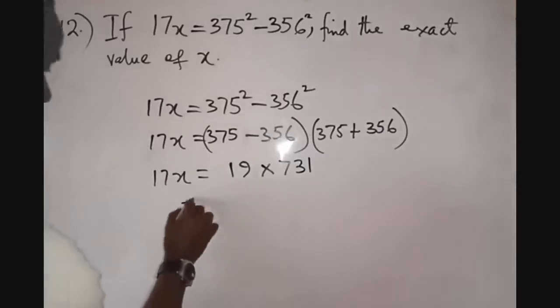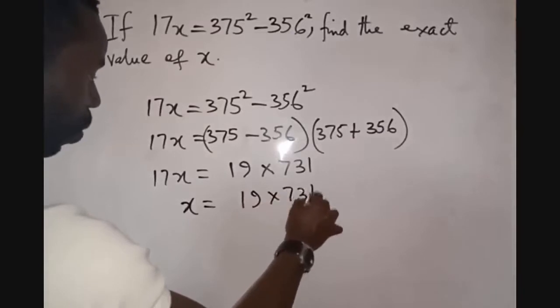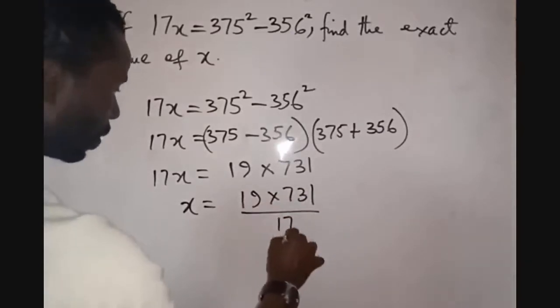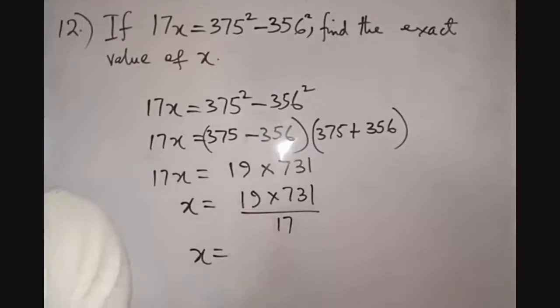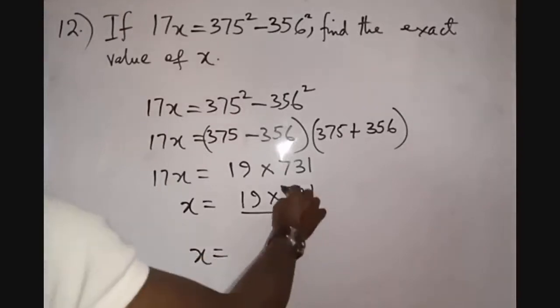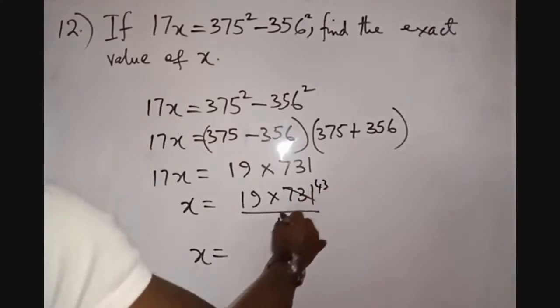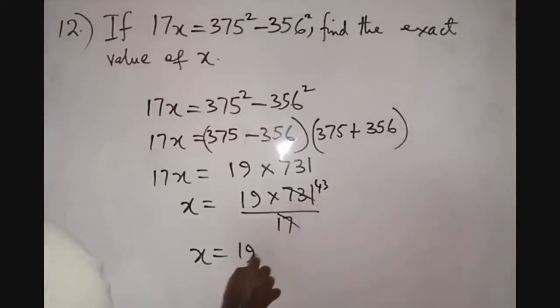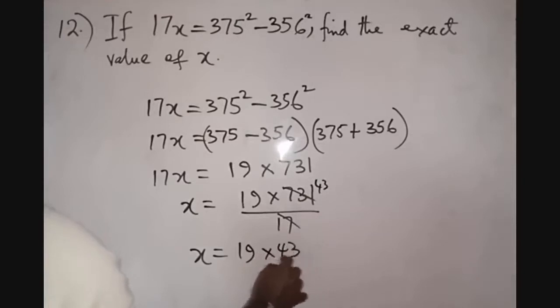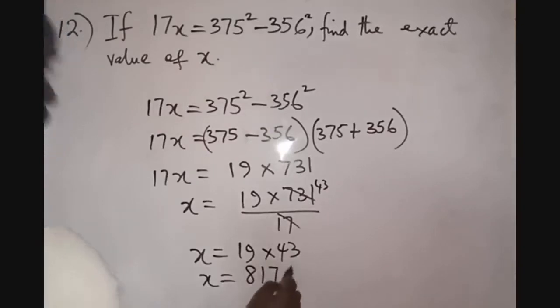Trying to check my calculator here. So that my x here now will be 19 times 731 over 17. So x equals, you punch your calculator, then you discover that this can cut this. So you can cut it 43 times. So that you have 19 times 43. And the final answer will now be 817.